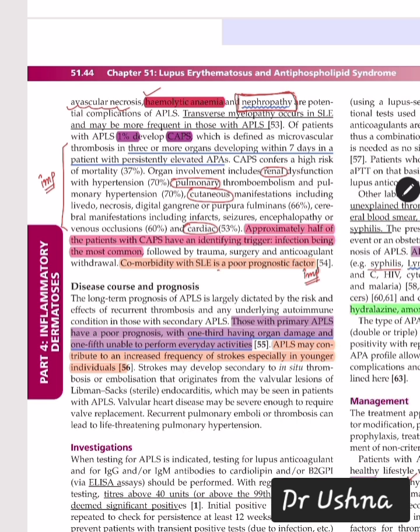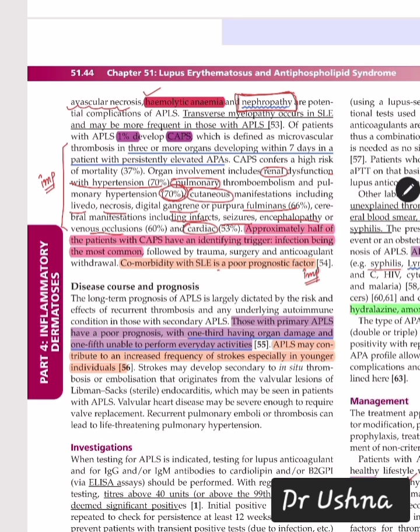The organs can be renal dysfunction with hypertension in 70% of the patients, pulmonary thromboembolism, pulmonary hypertension in 70%, cutaneous manifestation in the form of livedo, necrosis, gangrene, purpura fulminans, or neurological manifestation in the form of seizures, infarcts, encephalopathy, or venous occlusion, or cardiac manifestation. These are all the components of the CAPS.